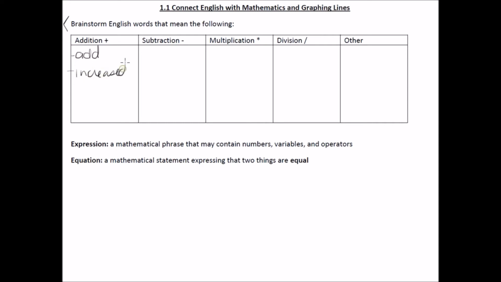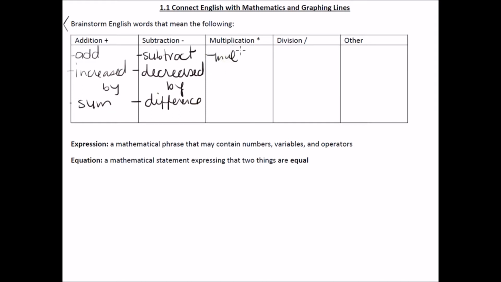by, or the sum. Okay, subtraction, again, subtract, just like add, but this time decrease by. So decrease by some amount, or we're looking for the difference. And you can add some more to this list as well.